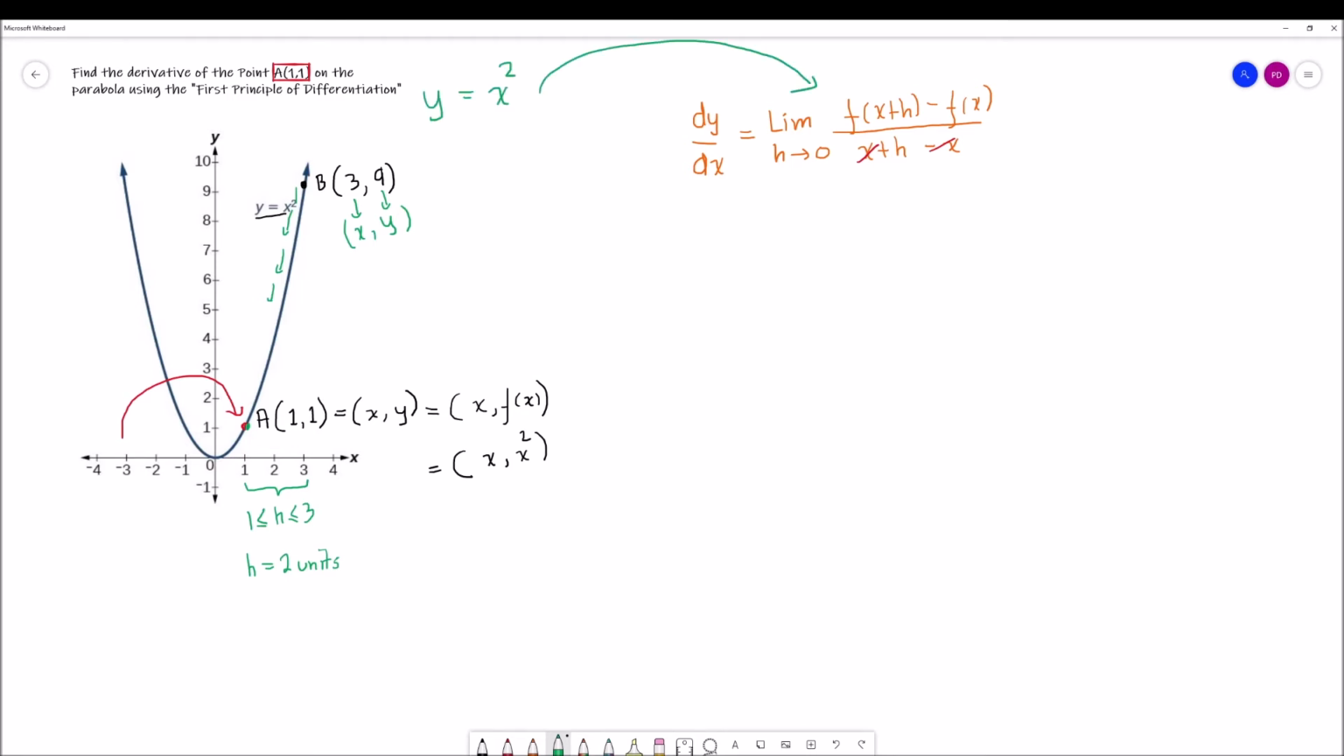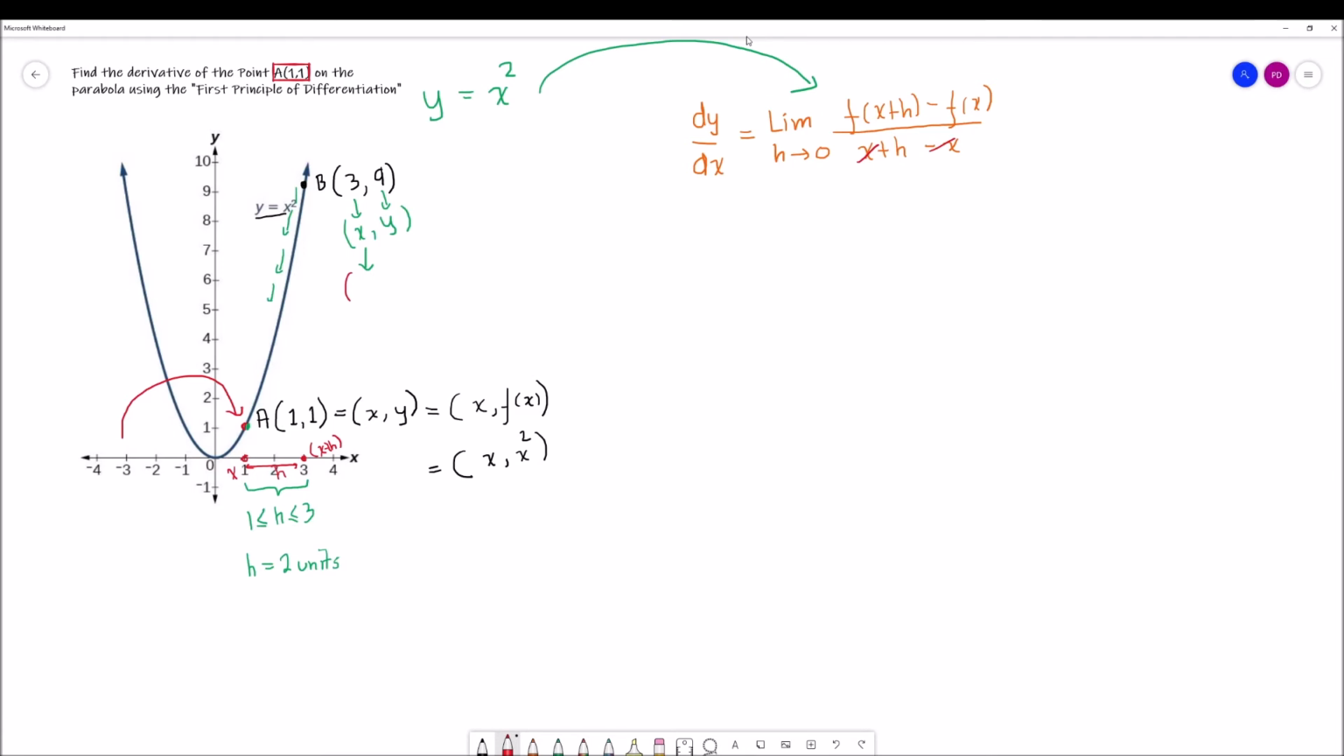So how do we apply y equals x squared to the formula of the first principle? Ready? But before that, have a quick look at this. So our x is 3. How did we get 3? So this point is a point of x, and 1, 2, 3 is our h. So this point will obviously be x plus h.